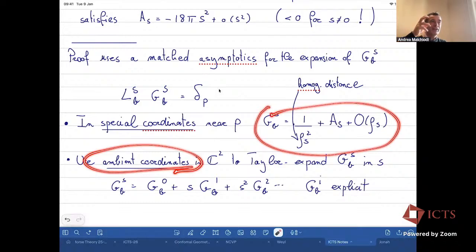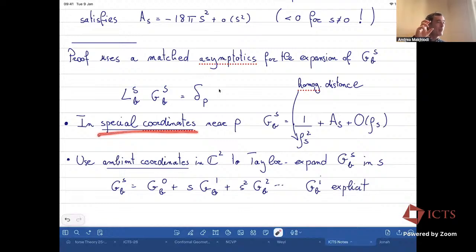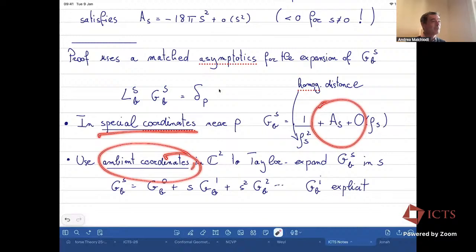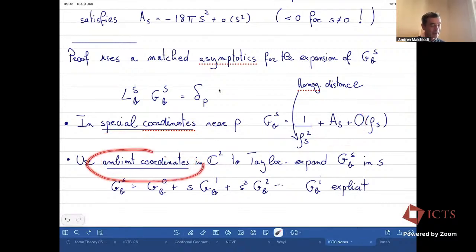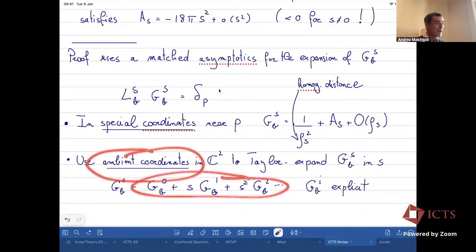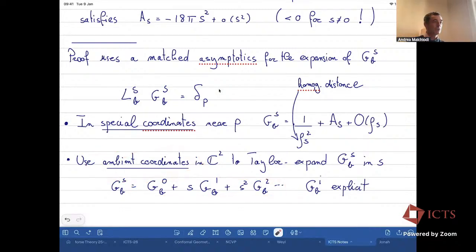So everything is sort of screwed up because the good coordinates are those normal coordinates near the point P, and the ambient coordinates have nothing to do with it. So we get two separate expansions, one in a set of good coordinates, but you don't know the next order term because it's a global thing. The other is to use the ambient coordinates, so the wrong coordinates, to get an explicit expansion, and then we have to match the two. So we have to do matched asymptotics.